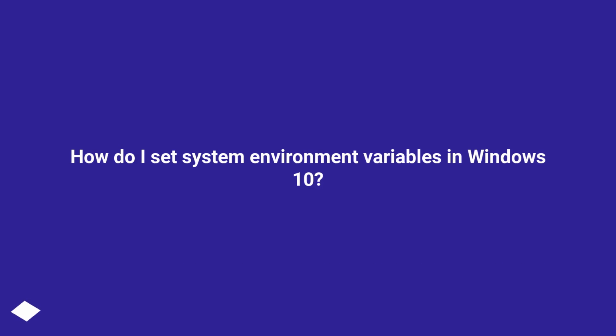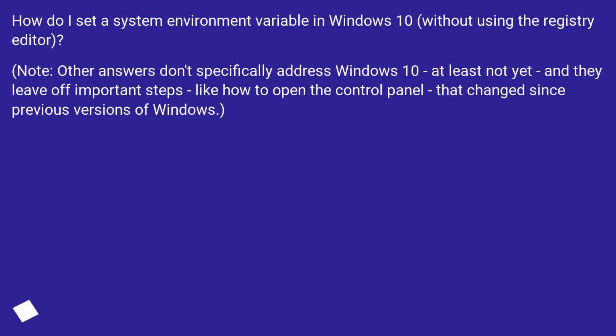How do I set system environment variables in Windows 10? How do I set a system environment variable in Windows 10, without using the registry editor? Note, other answers don't specifically address Windows 10, at least not yet, and they leave off important steps, like how to open the control panel, that changed since previous versions of Windows.